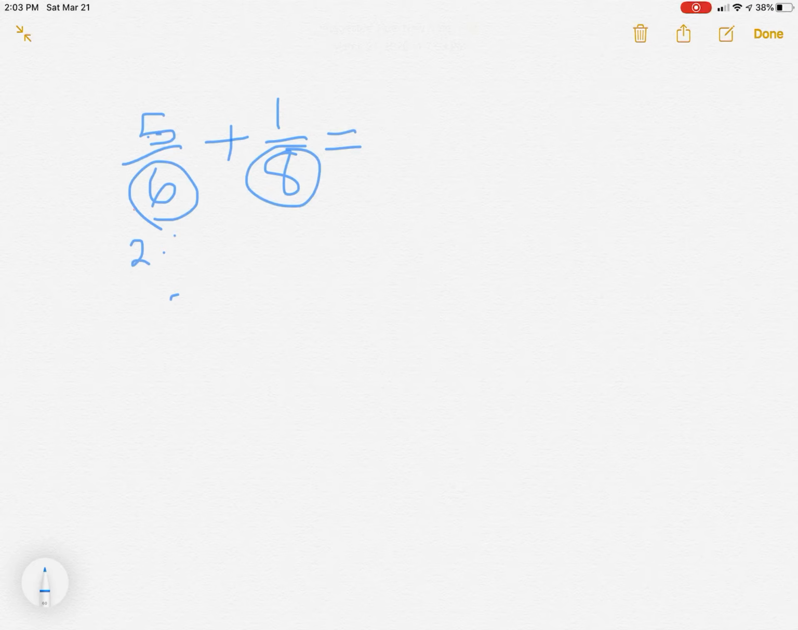This is 2 times 3. This is 2 times 2 times 2. So if I did 2 times 2 times 2 times 3, it should work. So 8 times 3 is 24. Let's do that on the bottom. 24.